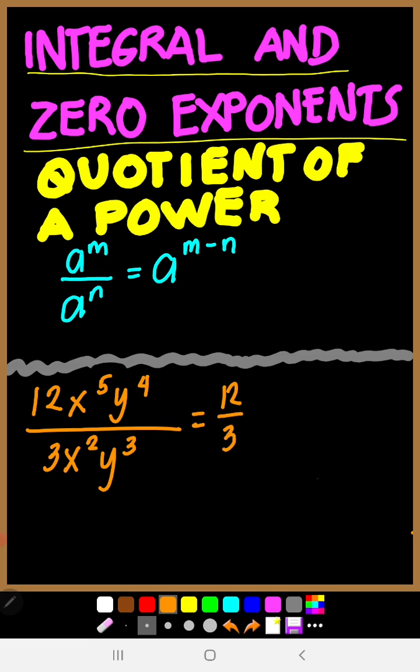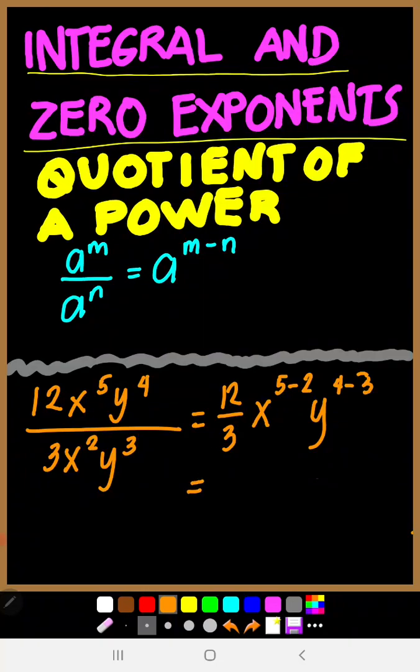Now, we copy the bases with the same bases and then subtract the exponent. So, let's start with the base x. So, magiging yung exponent ng nasa numerator is 5 minus the exponent na nasa denominator, which is 2. And then next variable or next base, we have y. And then our exponent sa numerator is 4 minus the exponent na nasa denominator, which is 3.